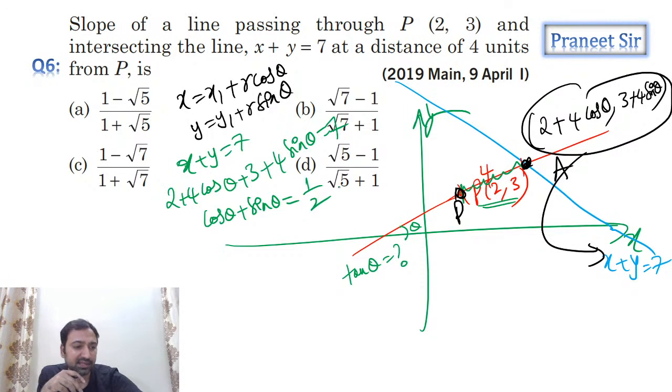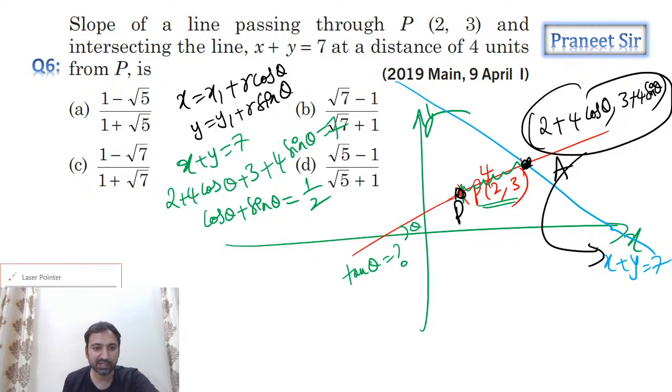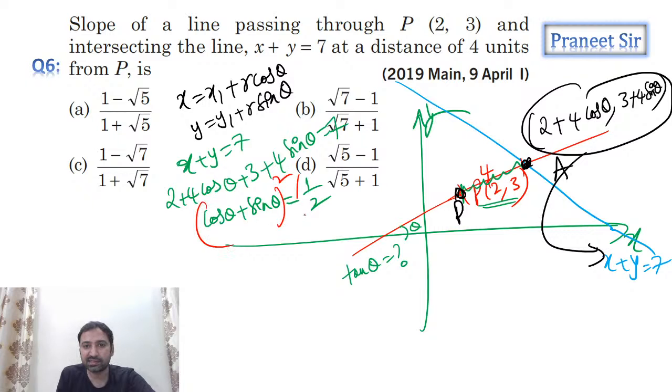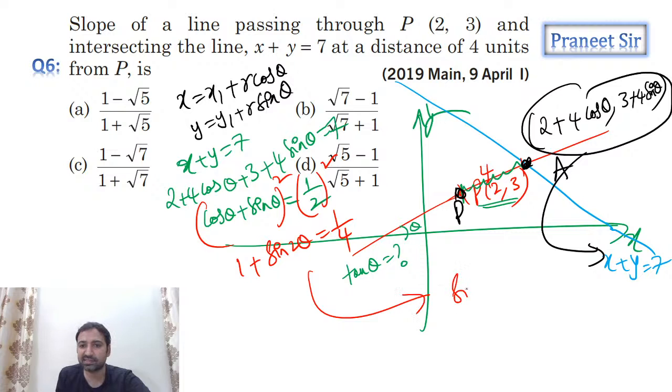But actually we need tan theta. So to calculate tan theta, can we square it on both sides? 7 minus 5 is 2, 2 by 4 is 1 by 2. So when we square it on both sides, cos square theta plus sin square theta, which is 1, and 2 sin theta cos theta is sin 2 theta, is equal to 1 by 4. So sin 2 theta is equal to 1 by 4 minus 1, which is minus 3 by 4.